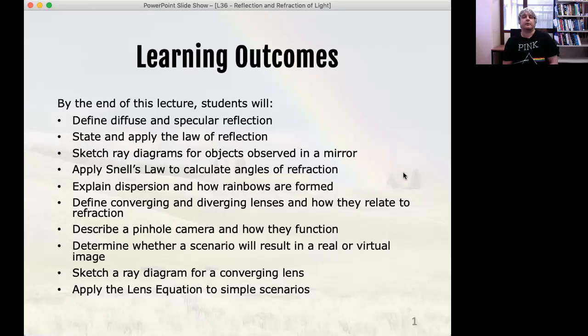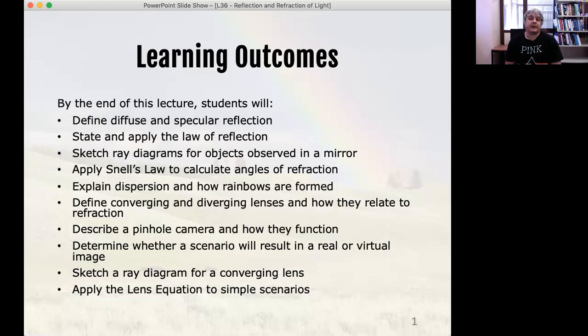So our goals are to, first of all, talk about reflection a little bit as it relates to diffuse and specular terminology. We're going to define those terms. We're going to talk about the law of reflection. When we talked about reflection of other waves, we just talked about it as a phenomenon that occurs. We didn't put any kind of quantitative analysis over that. So we're going to do that.